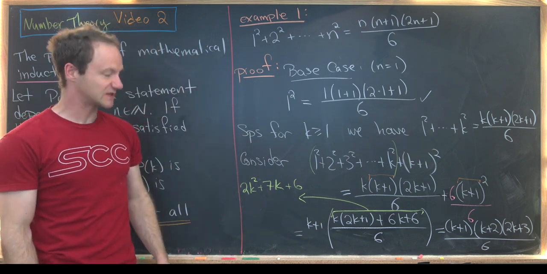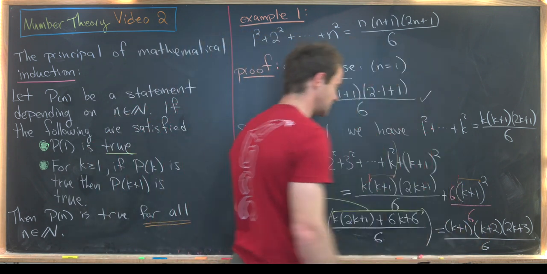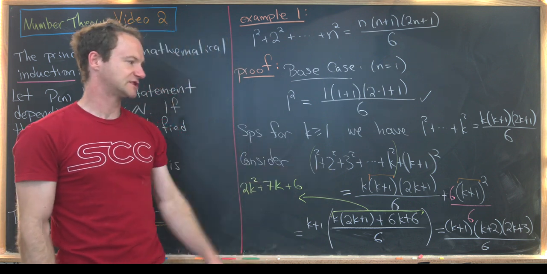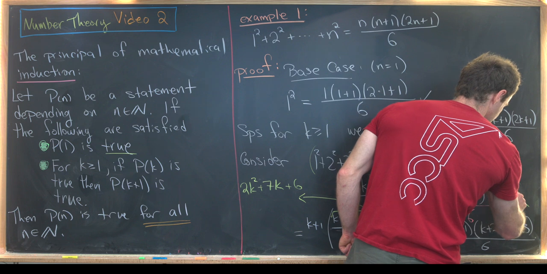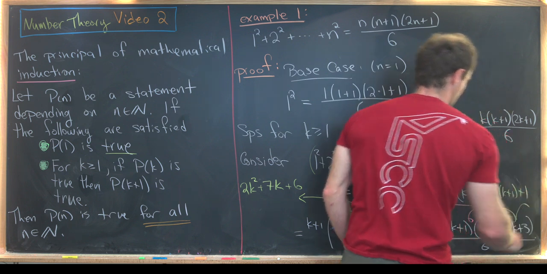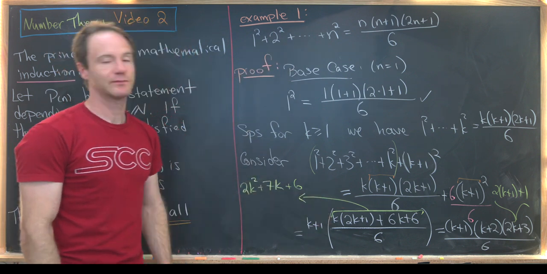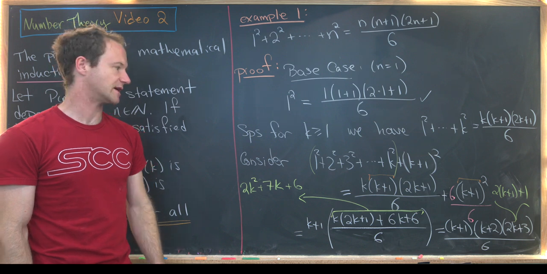But notice that completes our argument. And that's because this k plus 2 is really the same thing as k plus 1 plus 1, and that 2k plus 3 is the same thing as 2 times k plus 1 plus 1. So that means our formula holds with k plus 1 plugged in. So like I said, this finishes this proof by induction.